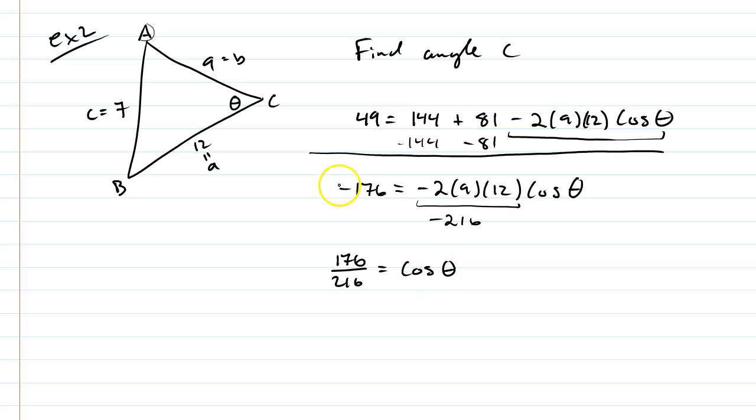By dividing by negative 216 on both sides, the negatives will cancel, so it's positive. Now to get my angle, I'm going to have to do the cosine inverse of 176 over 216. Crunching that in your calculator, you should get 35.4 degrees. So, the thing to keep track of, just make sure that you have your c and your theta across from each other, and then plugging in anything else, it should be okay.